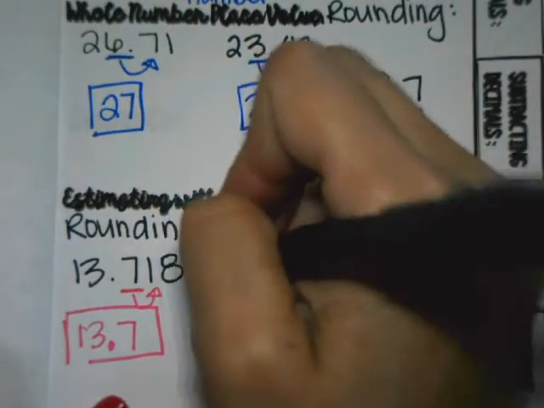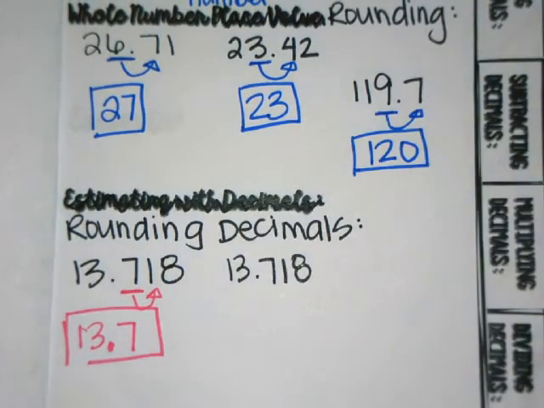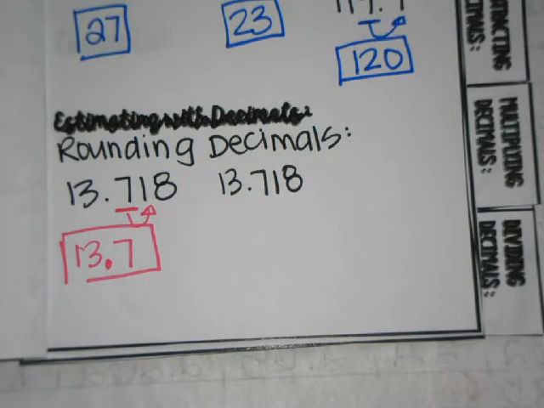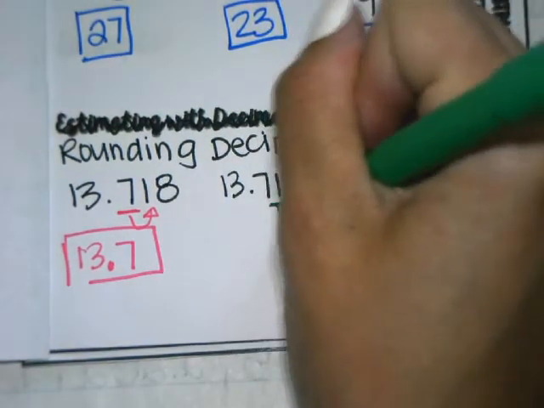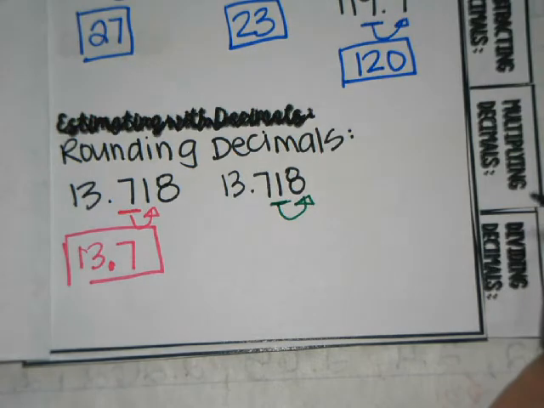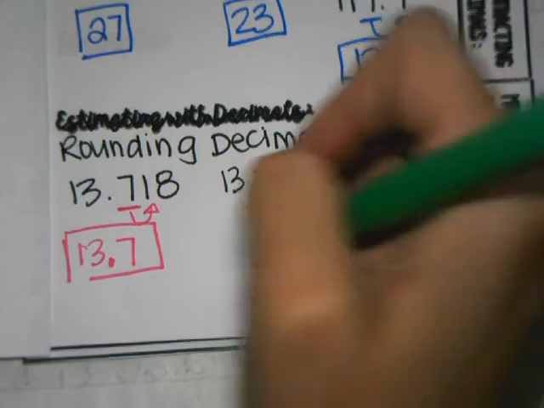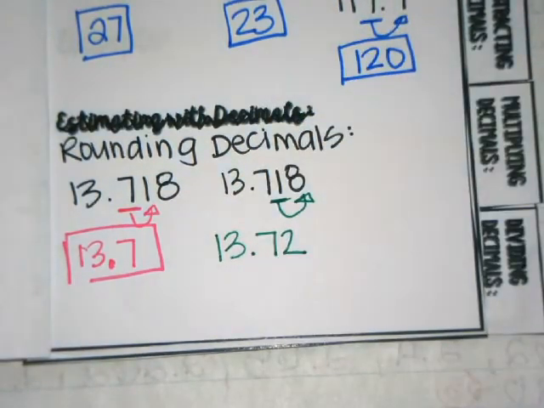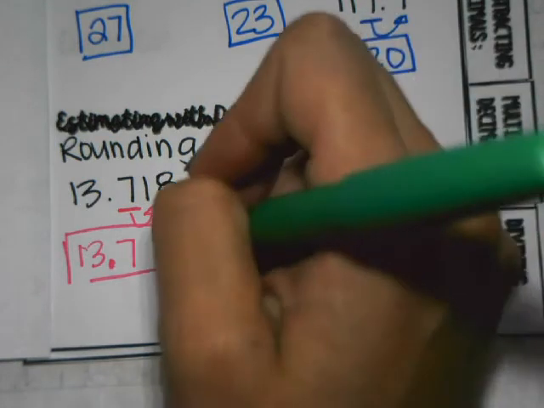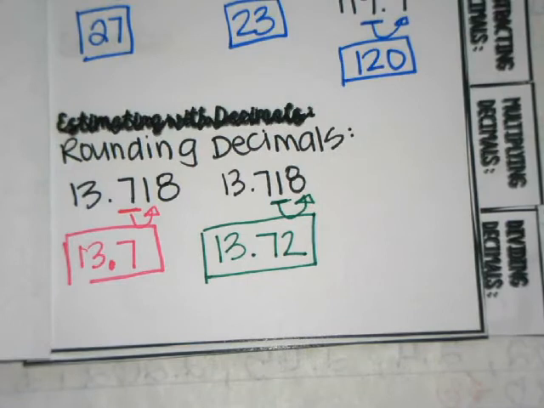Okay, same number. I give you 13.718. I want you to round to the nearest hundredths this time, the nearest hundredths. What number is in the hundredths place? And the 1 looks at the 8, and the 8 tells the 1 to go up. So what should my answer read, everyone? 13 and 72 hundredths, or 13.72. And I don't need that 0, but if you put it, you are not wrong. Questions?